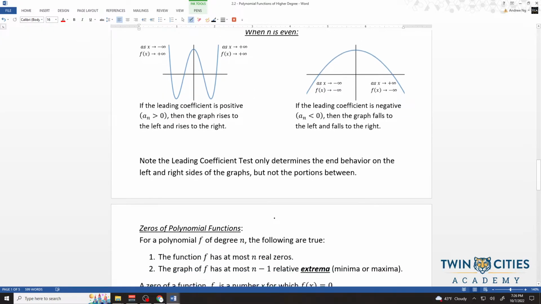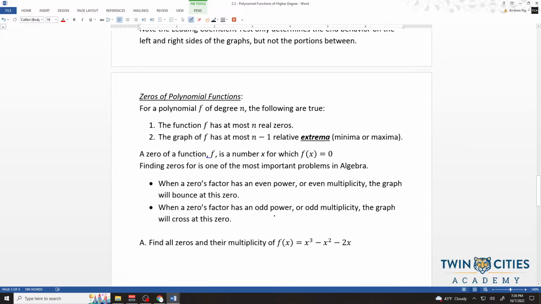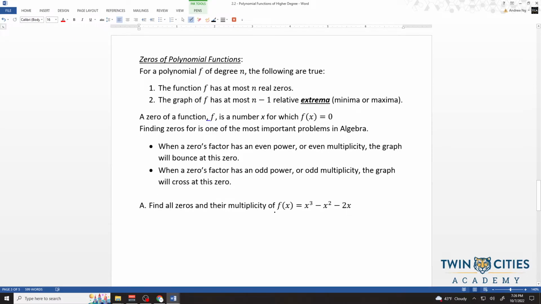One of which is finding the zeros. If I know that it's going to rise to the left and fall to the right, and where the zeros are, I can get a better idea of what the graph is going to look like without necessarily having to rely on a graphing utility. So let's see what this says.